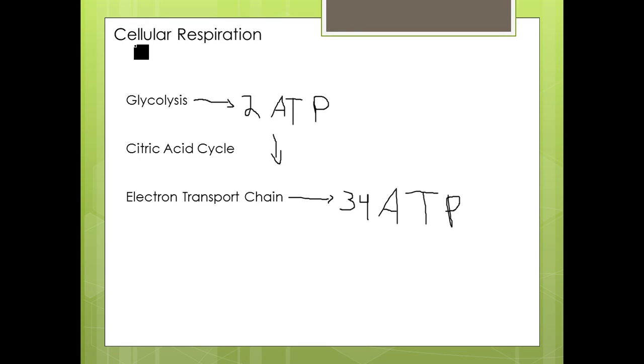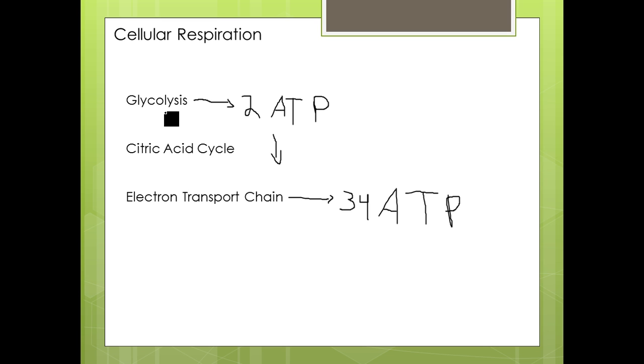Alright, this video is about cellular respiration. Basically, cellular respiration takes one glucose and splits it, or makes it into ATP. And there are 3 steps in cellular respiration: glycolysis, the citric acid cycle, and the electron transport chain.